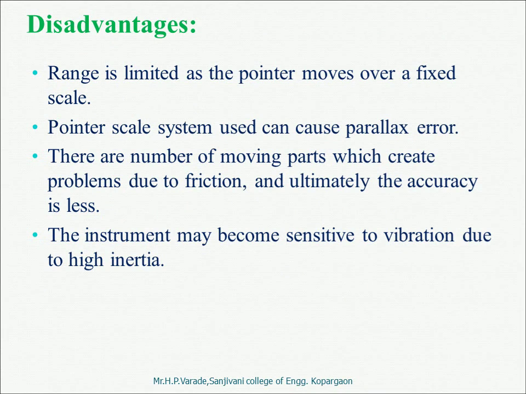Now there are some disadvantages of mechanical comparators also. First one is the range is limited as the pointer moves over a fixed scale. Second, the pointer scale system used can cause parallax error. Third, there are a number of moving parts which create problems due to friction, and ultimately the accuracy of the instrument or the comparator is less. And the last one is the instrument may become sensitive to vibrations due to the high inertia. So these are the disadvantages of mechanical comparators.